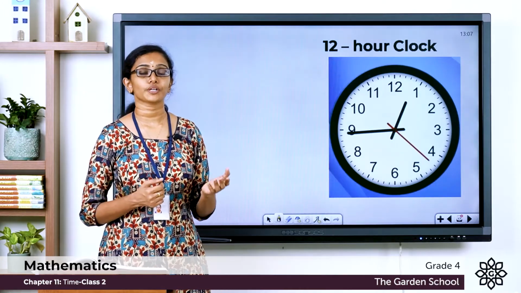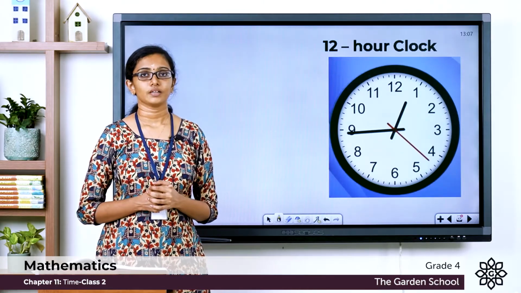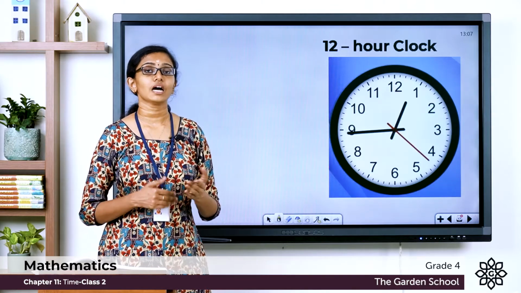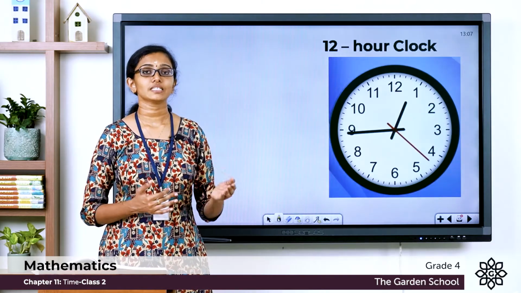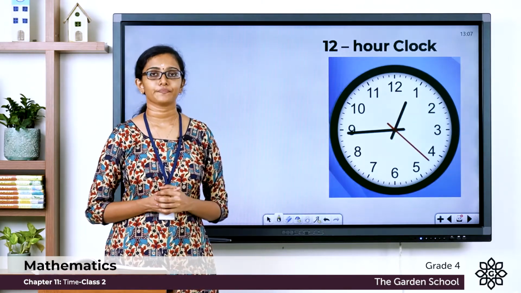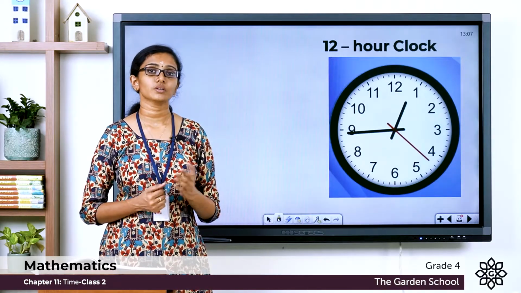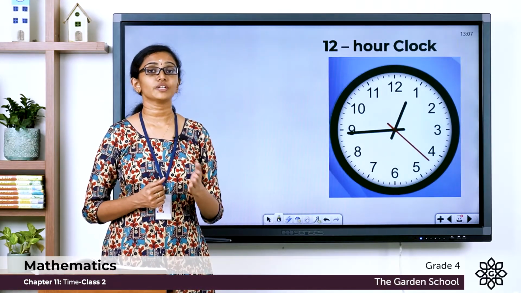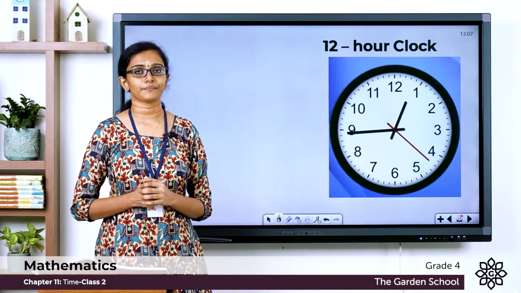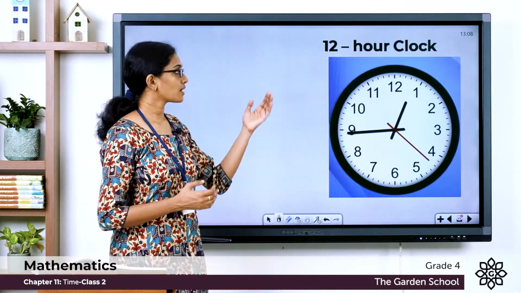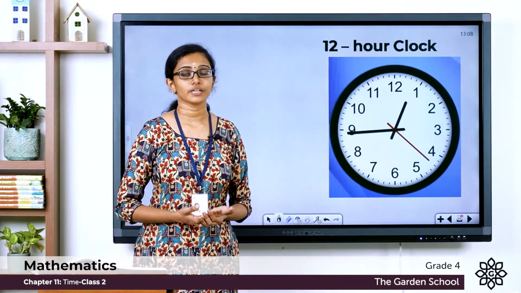So what if it is 12:44 in the early morning? We say it is 12:44 AM. What if it is 12:44 in the afternoon? We say it is 12:44 PM. So till 12 in the noon, we say it is AM. But after 12 in the noon, we say it is PM. So this is the 12-hour clock system that we usually follow in our day-to-day life.